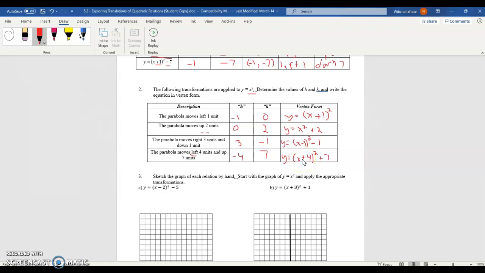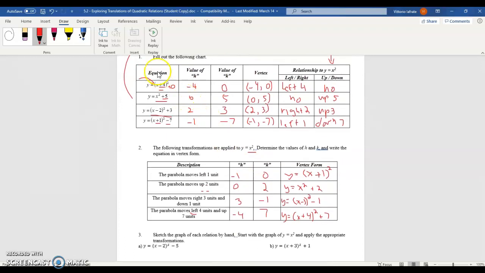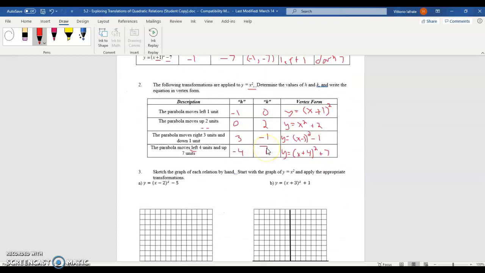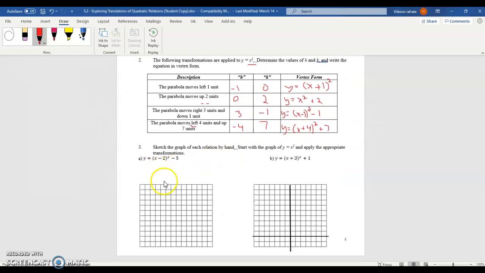So there we just took a look at some descriptions and wrote an equation based on the descriptions by finding our h and k first. In the previous table, we had looked at some equations and provided those descriptions instead. So in the last video, what we're going to do is we're going to sketch the 2 graphs provided here, starting with the graph y is equal to x squared, to show how the parent function or graph is actually transformed with h and k.